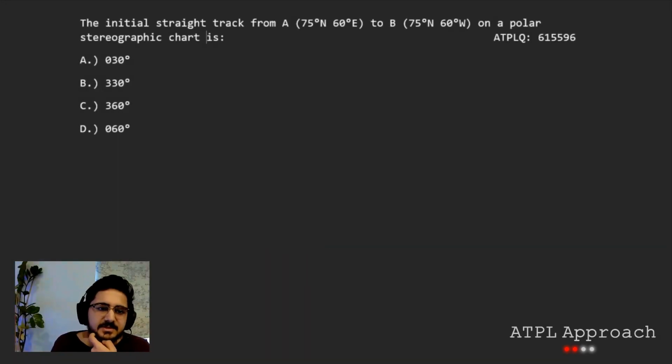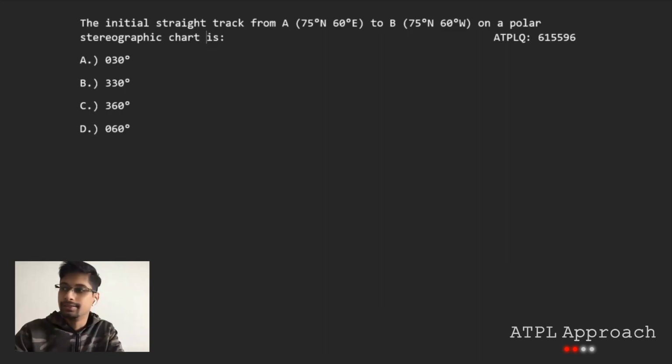Alright, let's take a look at this. We've got the initial straight track from A to B on a polar stereographic chart. How do we go about this? Not really sure.